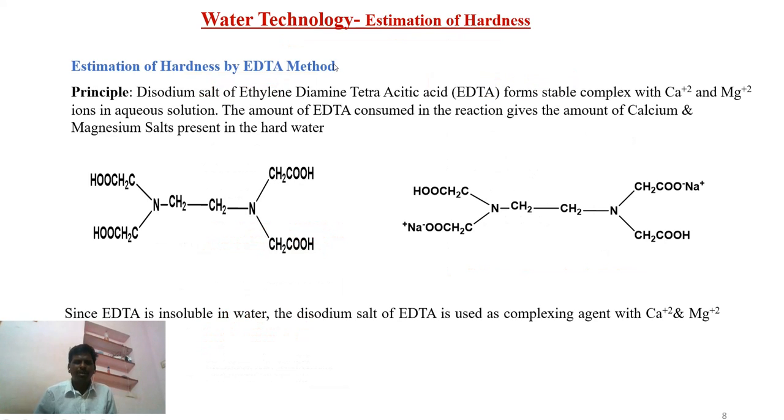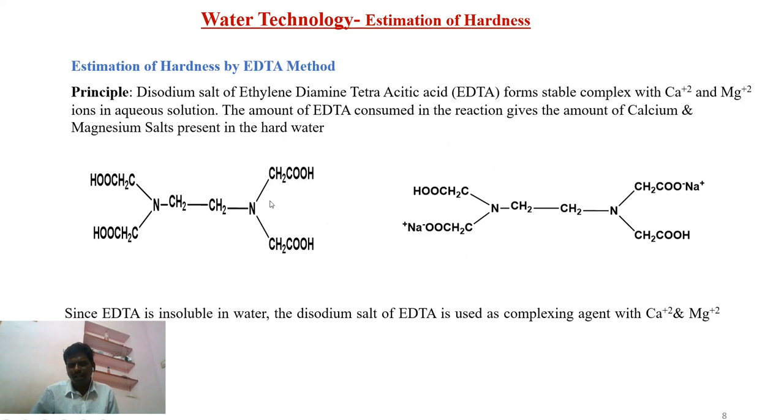So now we have to estimate the hardness. Estimation of hardness means that the amount of calcium and magnesium salts present in the water has to be measured, has to be estimated. That is the estimation of hardness. For this, a simple principle is given here.